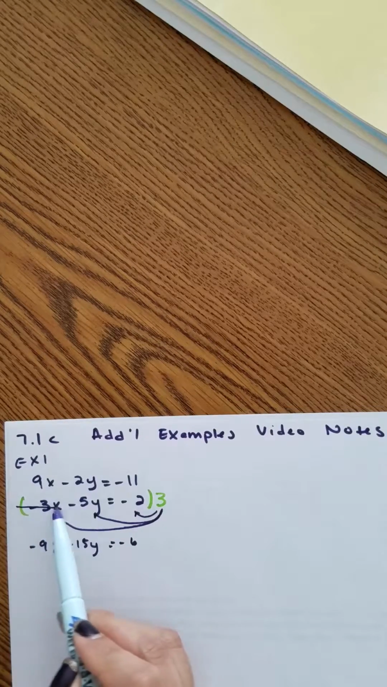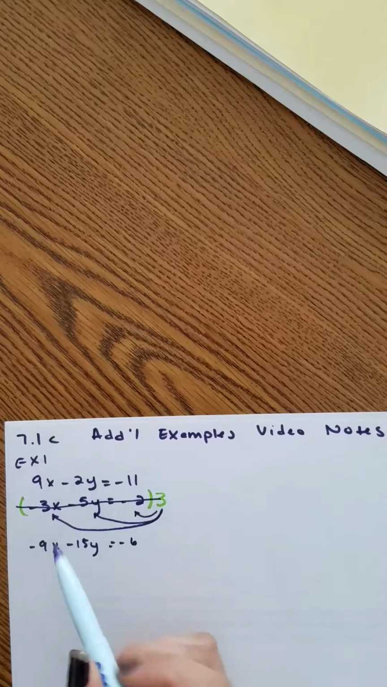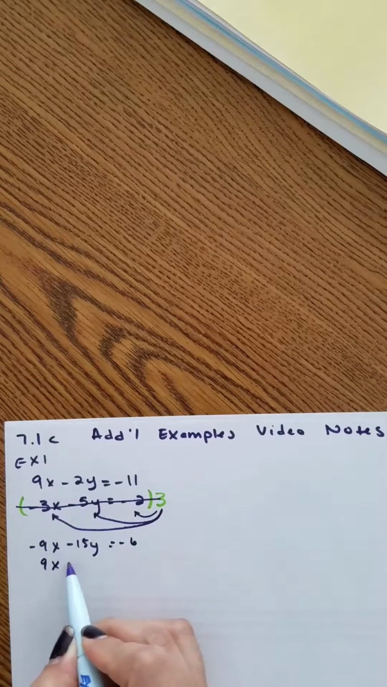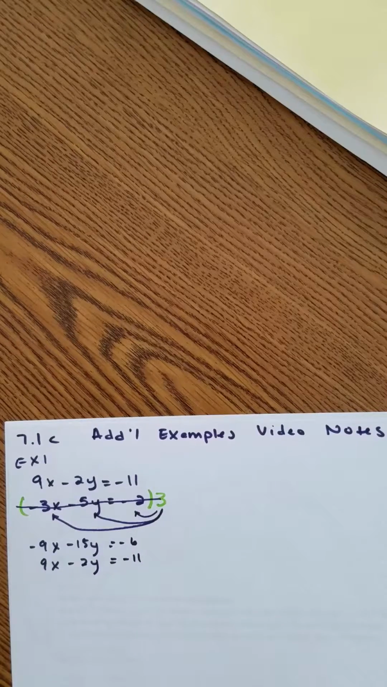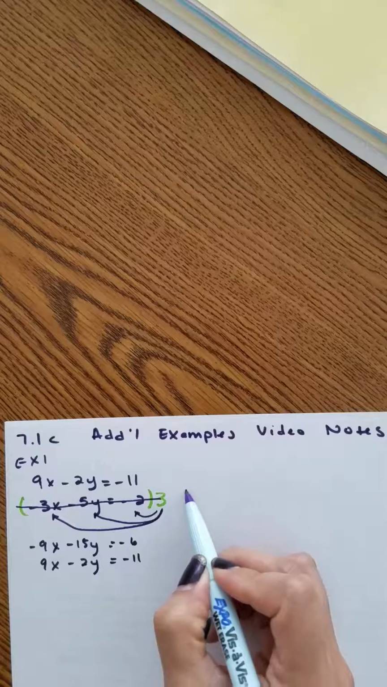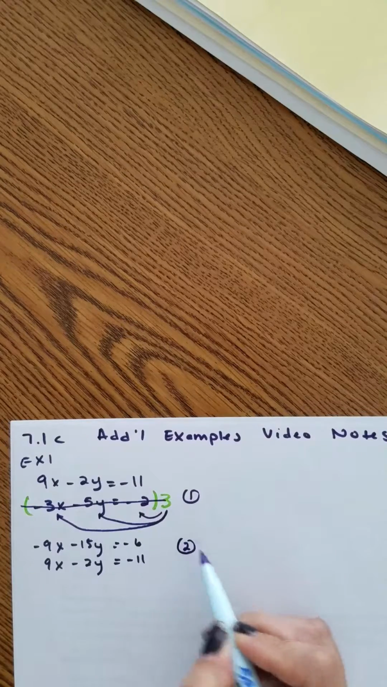Okay, I'm going to cross this one out so you don't get confused. And I'm just going to rewrite the first one down here at the bottom: 9x minus 2y is equal to negative 11. So now we're going to go ahead and solve. So this was step 1. Step 2 is we're going to combine it.